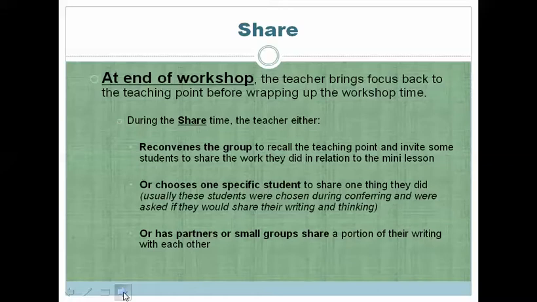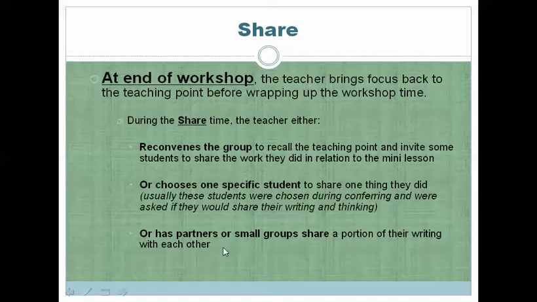So the teacher could reconvene the entire group back to the meeting area for proximity, recall the teaching point or the chart work that was done, invite some students to share the work that they did in relation to that learning target. And that might have been determined ahead of time. So, based on the students that you worked with during the independent writing time, you might have a couple that you've asked previously, would you mind sharing during our share time, and gotten that permission. Sometimes we just, right where the students are, we just stop and we name that there's one student we'd like to share what they did, and again, they know that it's coming.